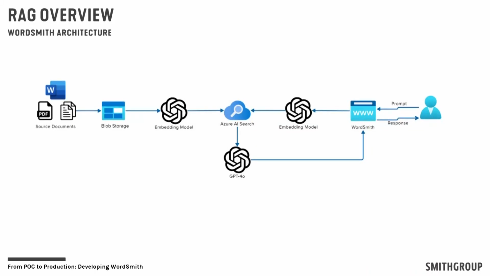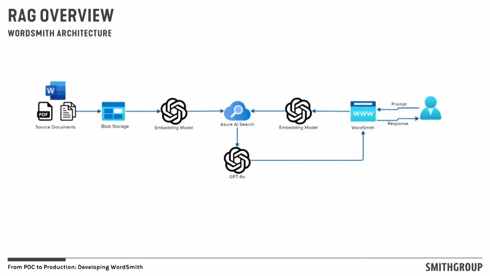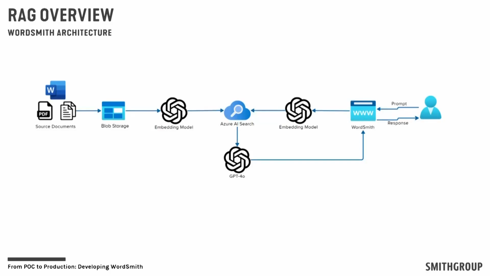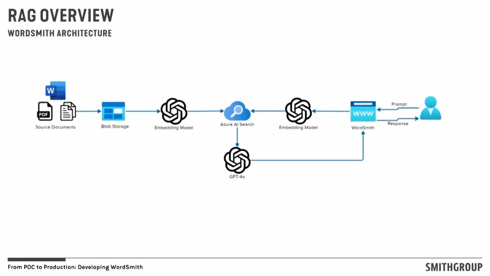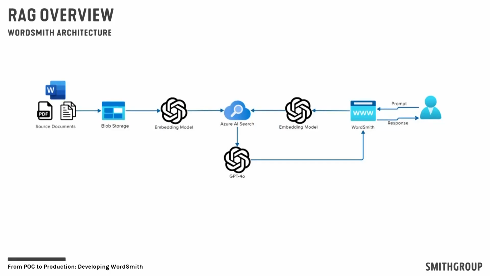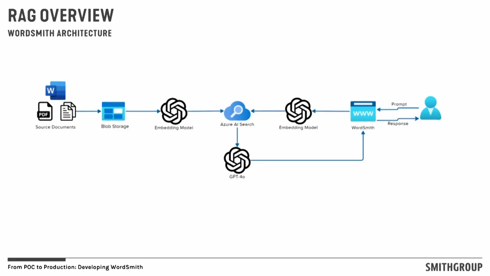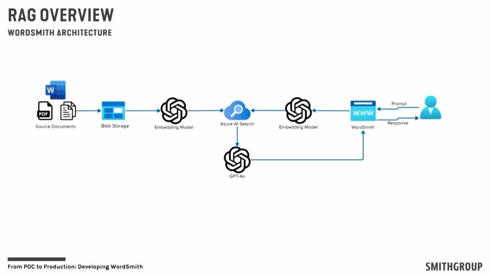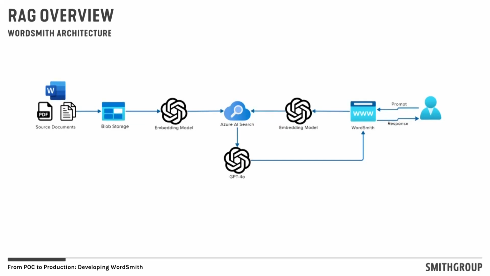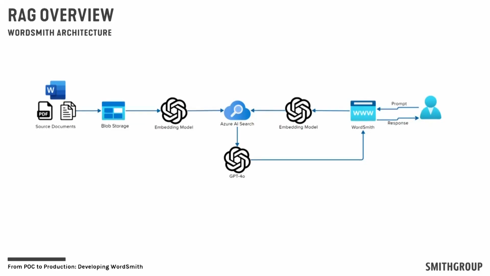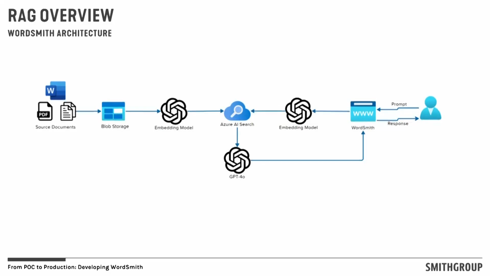This is a high-level architecture of what WordSmith looks like and how you can think about RAG. Over there on the left side, we have our source documents. For us, those are coming from SharePoint, Word documents, and PDF documents. We have a set of logic apps that write those to blob storage on a trigger whenever any changes happen. Then those go through an embedding model, get vectorized, and are stored in an index within Azure AI Search.